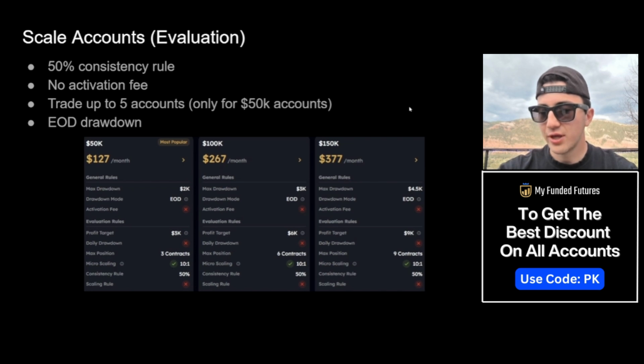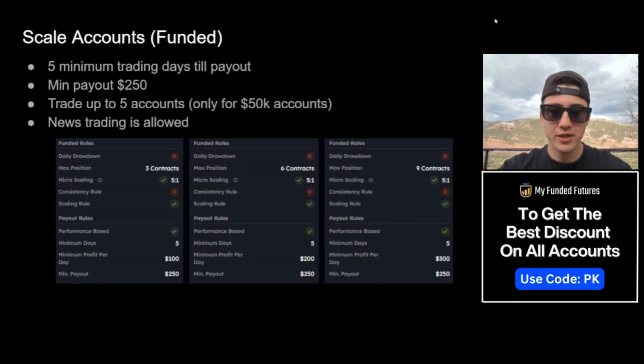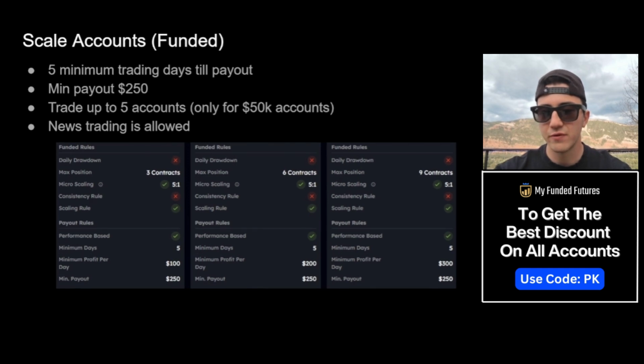The profit target and the max drawdown are listed below. For the 50K, it is once again the same 3K profit target and the 2K max drawdown. Moving on to the funded portion of these accounts. Once again, for each of them, you need at least 5 minimum winning days. The amount that you need to make per winning day depends on the account size, but they are all listed below. Your minimum payout for each is $250. And once again, news trading is allowed for these accounts, even on the funded phase. And once again, there's no consistency rule for the funded phase of the scale accounts.